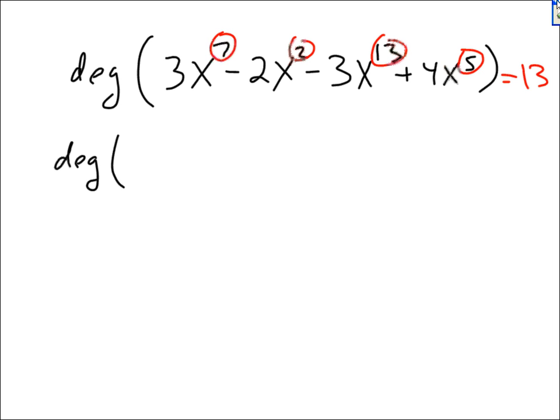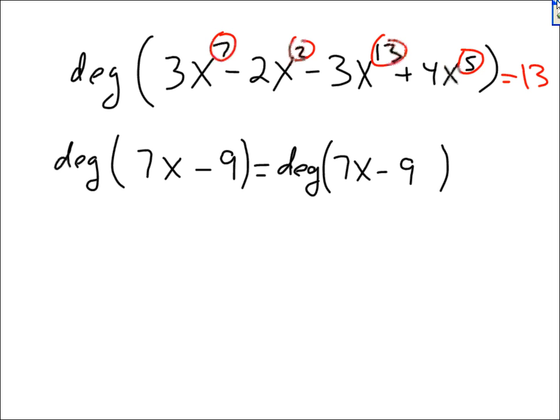What is the degree of 7x minus 9? Well, here you have to be a little bit clever. You have to see things that aren't there. x is the same as x to the 1, and 9 is the same as 9x to the 0. So now I see my exponents. The largest one is 1. The largest exponent is 1.